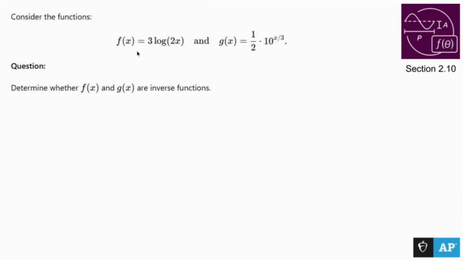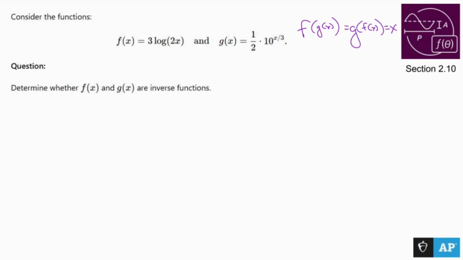Consider the functions f of x equals 3 log base 10 of 2x and g of x is a half times 10 to the x over third power. Determine whether f of x and g of x are inverse functions. Well, in order to determine if things are inverses, you need to find f of g of x, make sure that's the same as g of f of x, and that they both equal x.